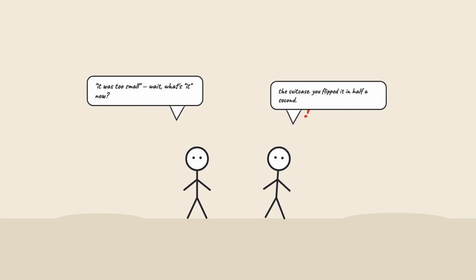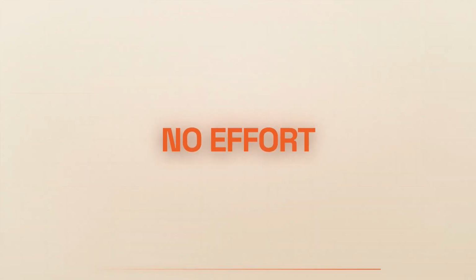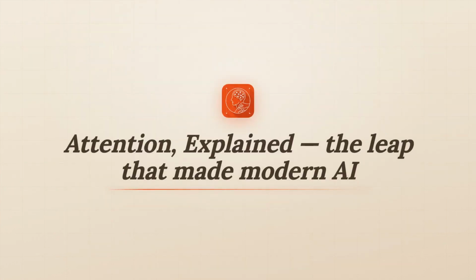That tiny, invisible leap, reaching across a sentence to connect one word to another, is the single trick that made modern AI possible. It's called attention. And by the end of this video, you'll understand exactly how a machine pulls it off. No math degree required. I promise.